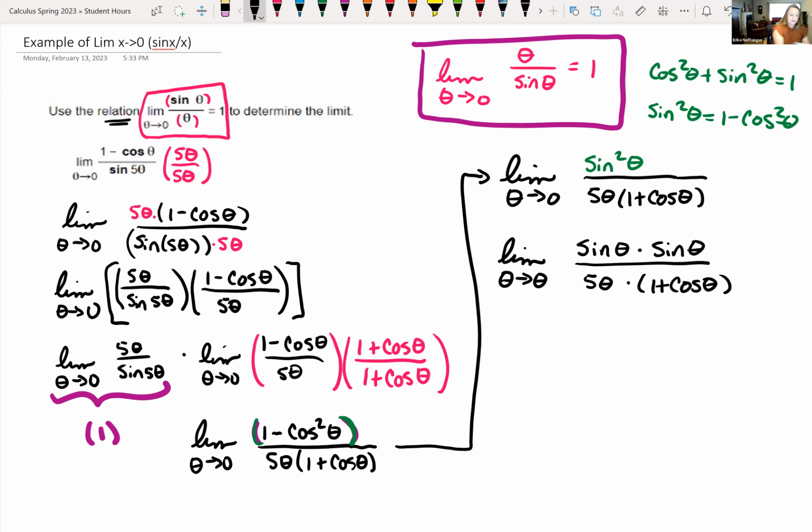So notice, again, we can rewrite this if we wanted to as a product of fractions. And in that product of fractions, I want sine theta over theta, because we know that limit is 1 as theta goes to 0. Times, well, I still need a 5 down there. So sine theta all over 5 times the quantity 1 plus cosine theta.